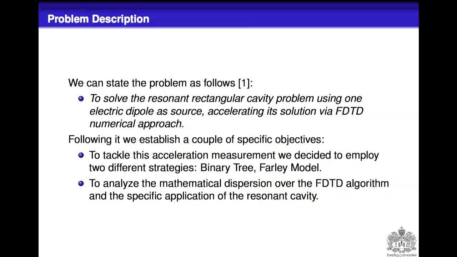To do this, we define 2 specific objectives. One is the measurement of 2 different broadcast strategies, that is the binary tree and the tiling model. And the other one is the analysis of the mathematical dispersion implied in the FDTD algorithm, and obviously implied in the specific application that is the resonant cavity. Okay, this is the main landscape, or the main overview of the problem.